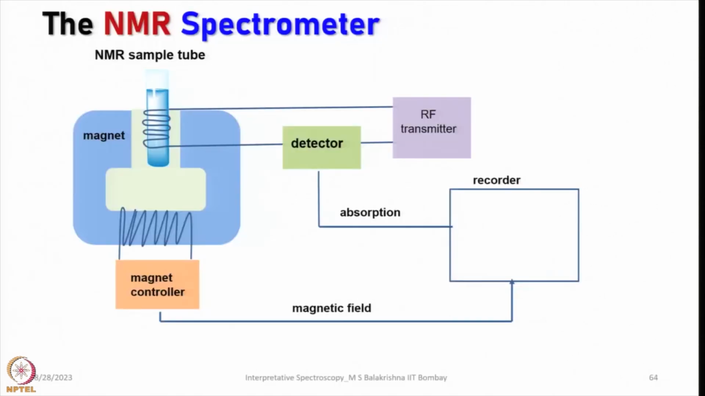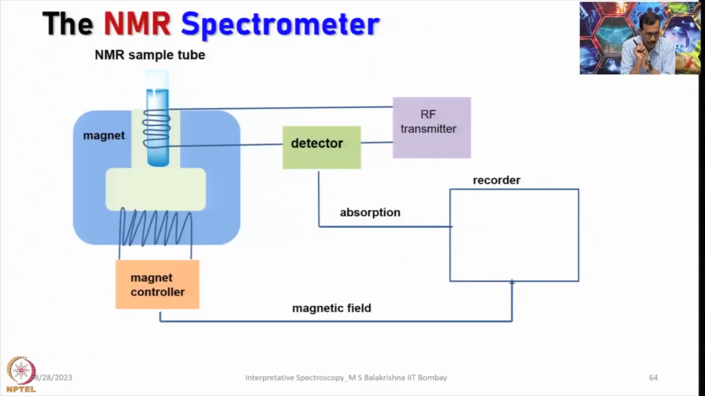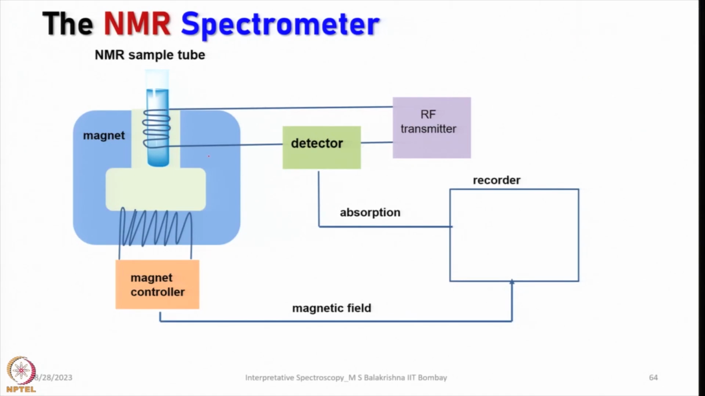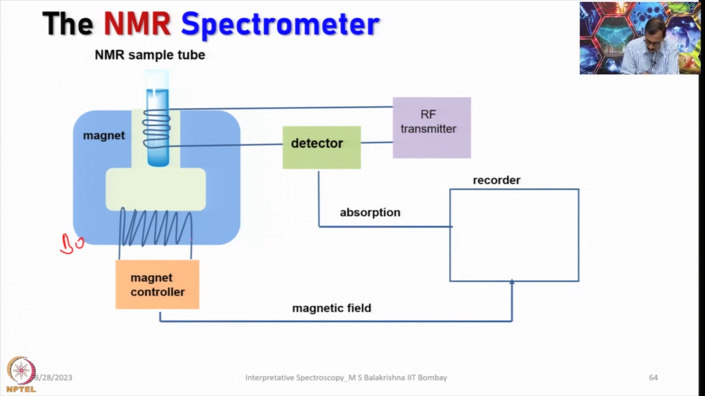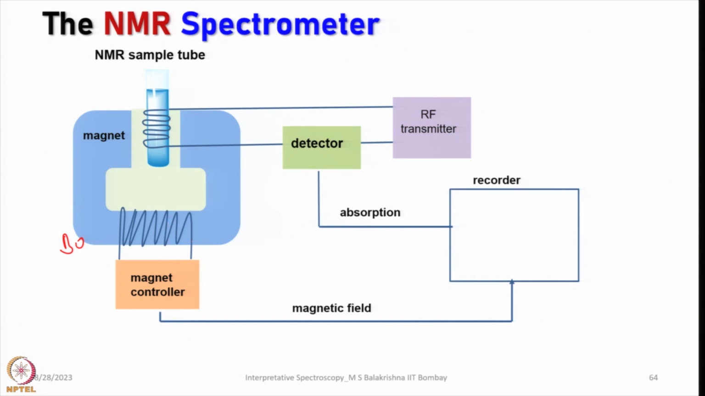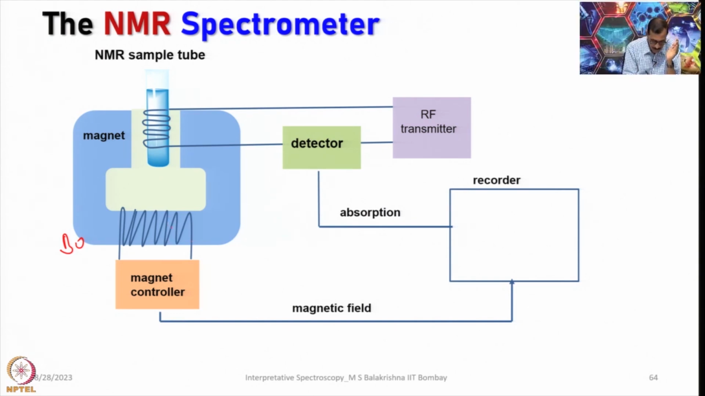So this is a typical NMR spectrometer shown here. The magnet is there, which gives B0 I was telling you. The sample is kept in a soft glass container, and then the magnetic controller is there, where the magnetic field is adjusted. The magnetic field you are applying is perpendicular, and the information goes to the detector and radio frequency transmitter. The detector will show you the absorption of energy, and then you get the plot here.